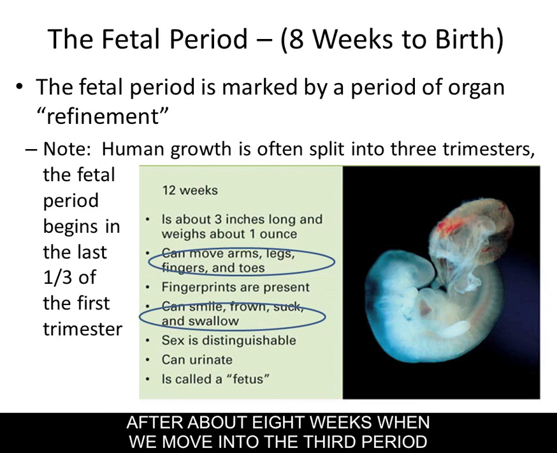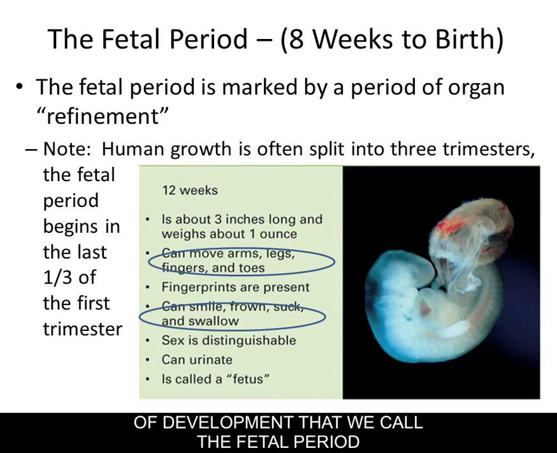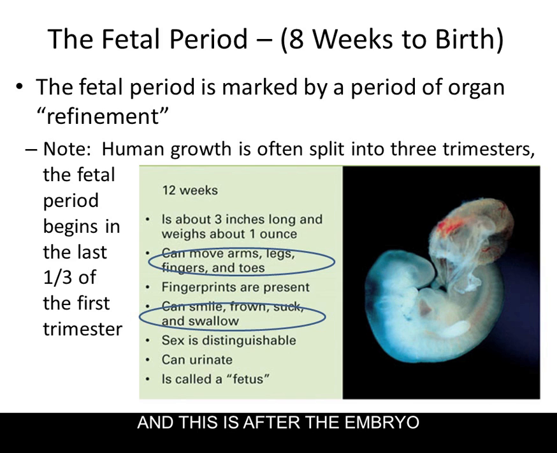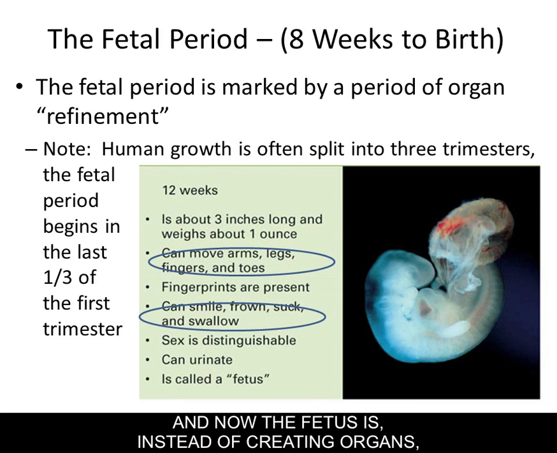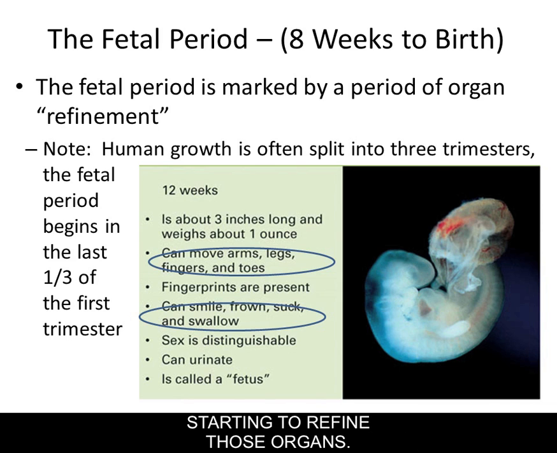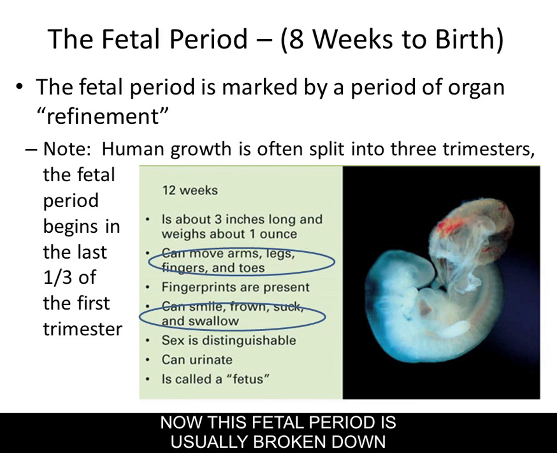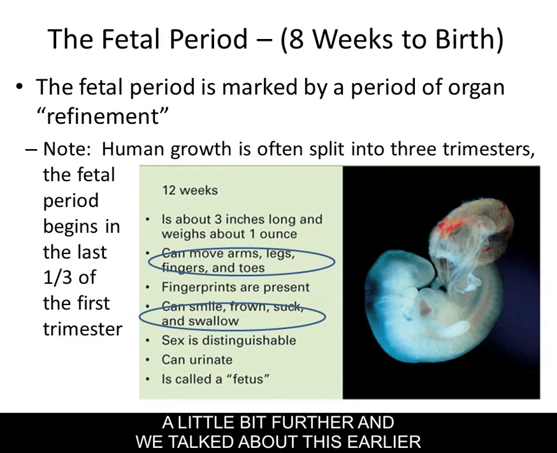After about 8 weeks, we move into the third period of development that we call the fetal period. And this is after the embryo has actually formed all the critical organs. And now the fetus is, instead of creating organs, starting to refine those organs. So when we talk about the fetal period, what we're talking about is a stage of fetal refinement, not fetal formation. Now, this fetal period is usually broken down a little bit further.